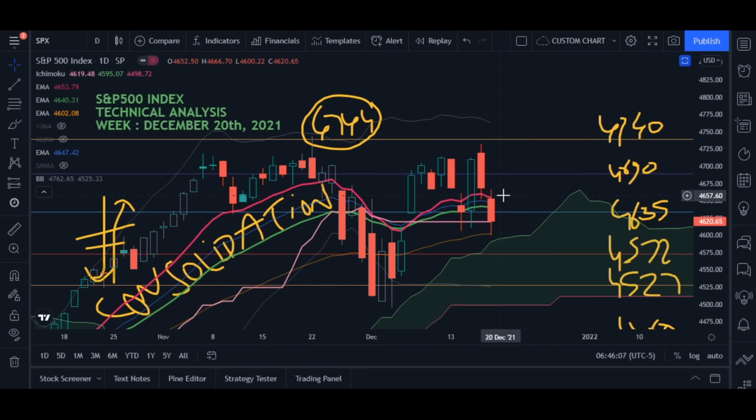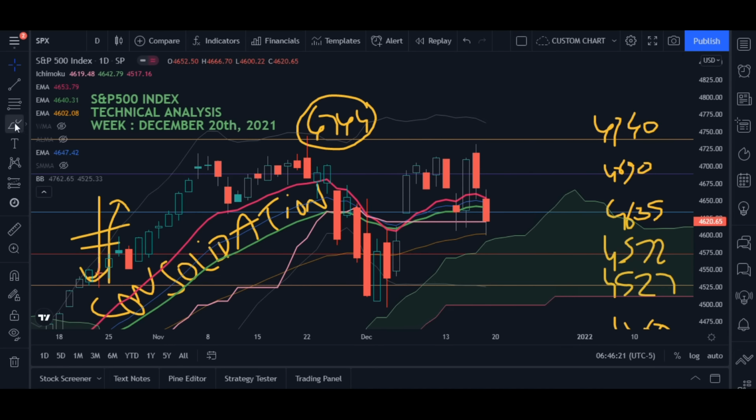Anyways, so now let me tell you what is expected to happen and how you should prepare to trade the S&P 500 in the coming week. See, if on Monday you see that the market has closed above this 4635. So last week 4690 was critical, but now in the coming week 4635 is critical. It will play an important role here.